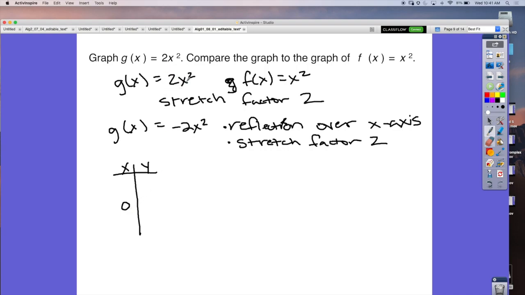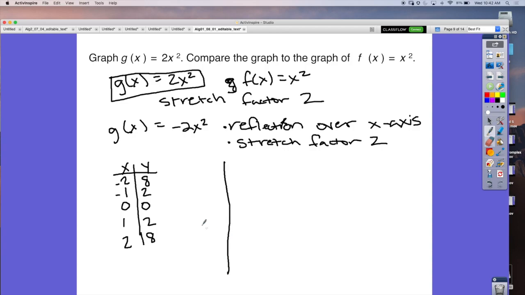So I'm going to plug in 0 for this one. What is y when x is 0? 0. Okay, 1. What is y when x is 1? 1 times 1 is 1, times 2 is 2. What is y when x is 2? 8. So now let's go the other way. What is y? It's 2. And when it's -2, it's +8. Okay, so now we can graph this.